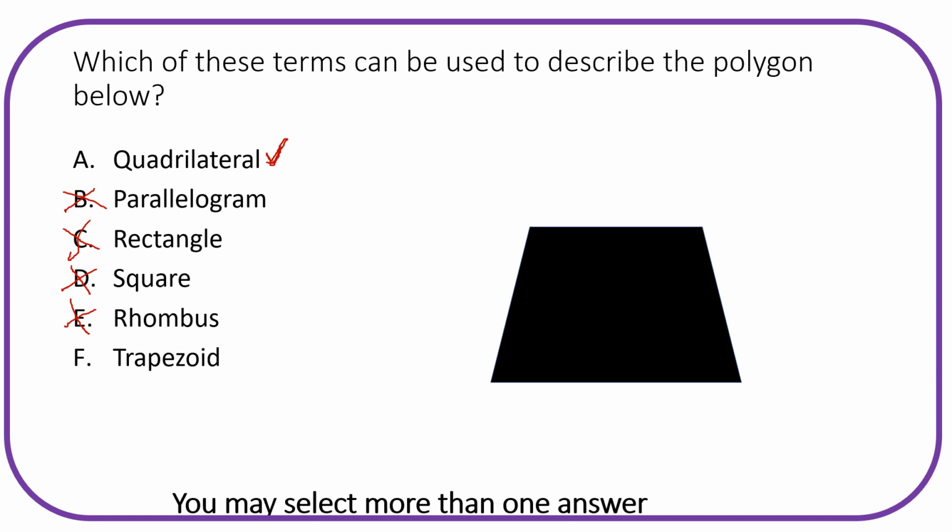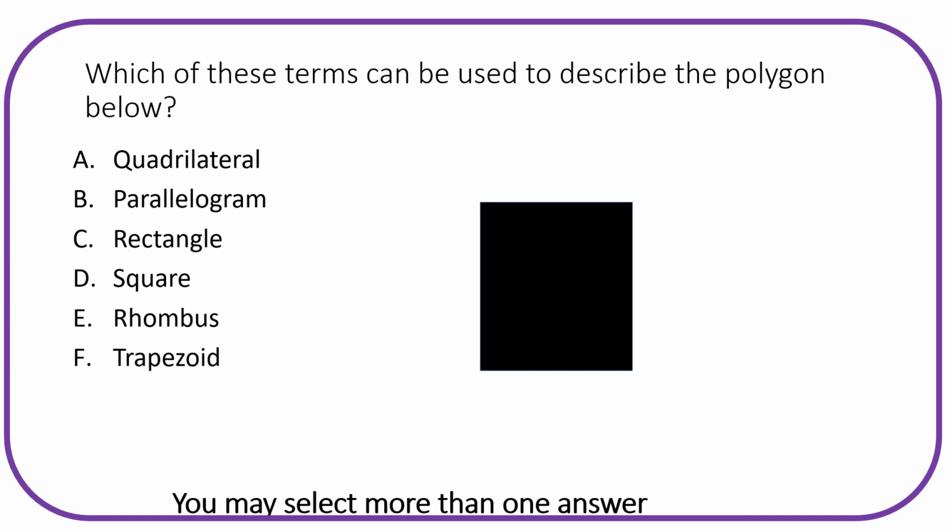Trapezoid. A trapezoid is a figure that has only one set of parallel lines. And in this figure, I see only one set of parallel lines. So the two terms that I can use to describe this polygon, this figure, are quadrilateral and trapezoid. It is both things at the same time.